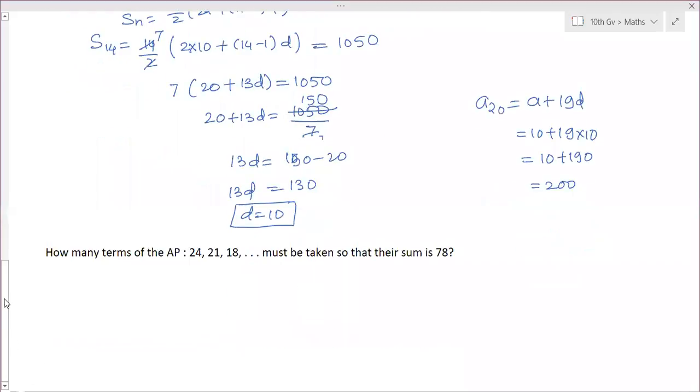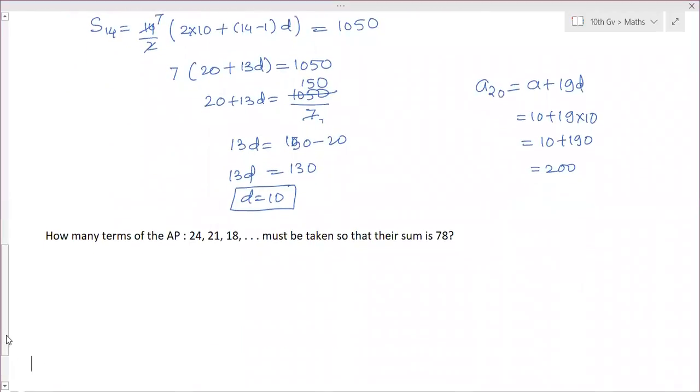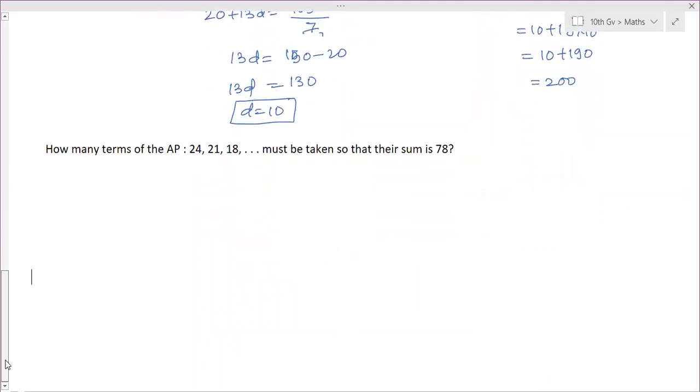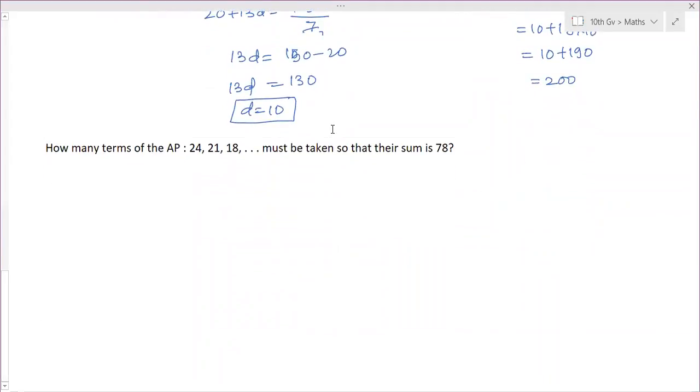Next question is, how many terms of an AP must be taken so that their sum is 78? So the sum is 78, they have given. Sn is equal to 78. How many terms? That means n we don't know. Value of a is 24. And what is the value of d? 21 minus 24, that is minus 3.